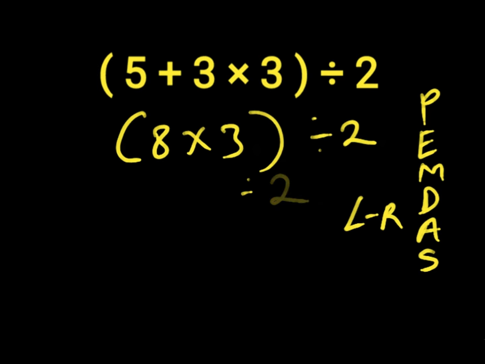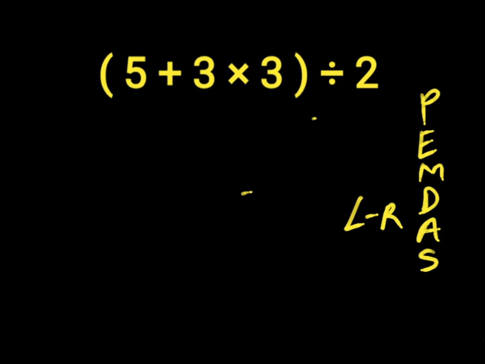Let's solve for the right answer to this expression. First of all, we solve our parentheses. In our parentheses, we have 5 plus 3 times 3. Here, there's an addition and a multiplication. This is where most people get it wrong, because they solve their addition before multiplication, which is wrong. According to the order of operations, multiplication comes first before addition.